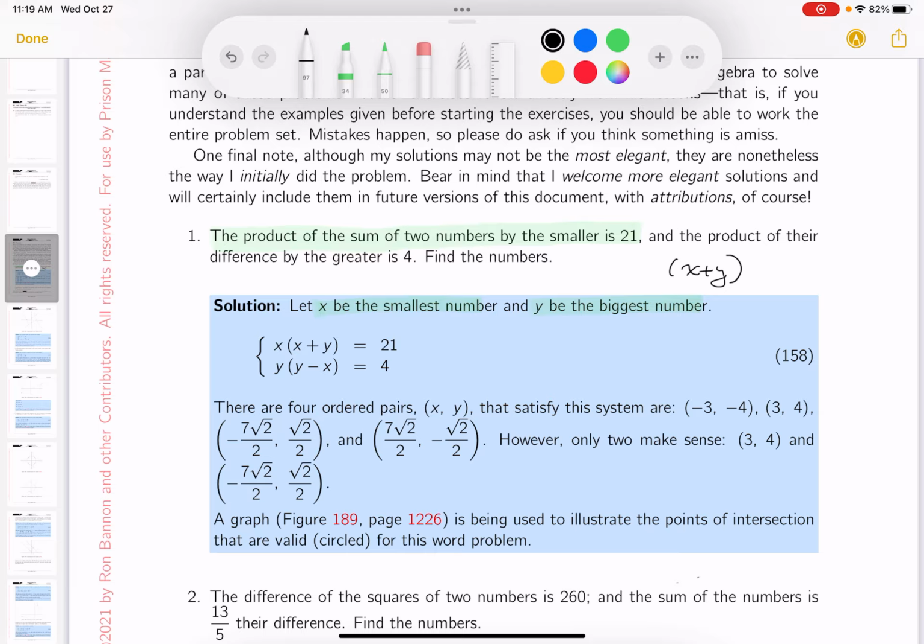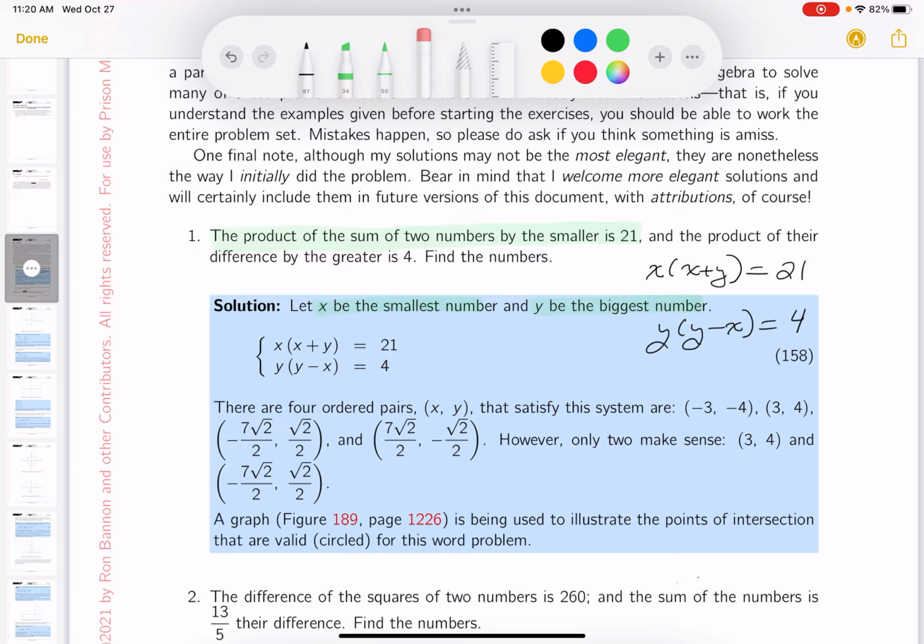Now, they say the product of the sum and the smaller number. Well, I called x the smaller number, and they claim that's equal to 21. Next, the product of their difference. The difference is the larger number minus the smaller number. And it says the greater number. The greater number is y, and that equals 4. That's just from the reading of it.